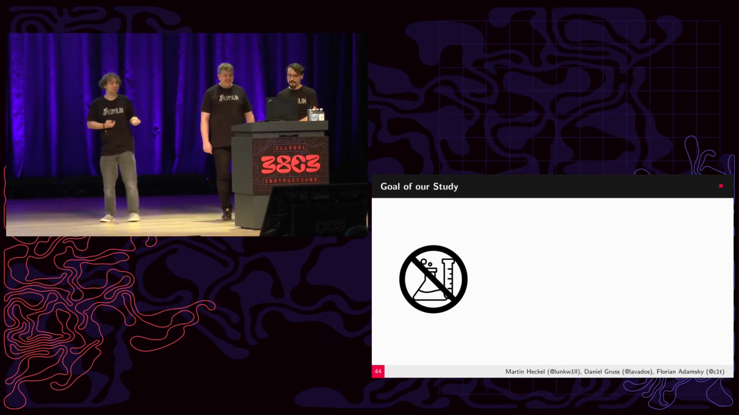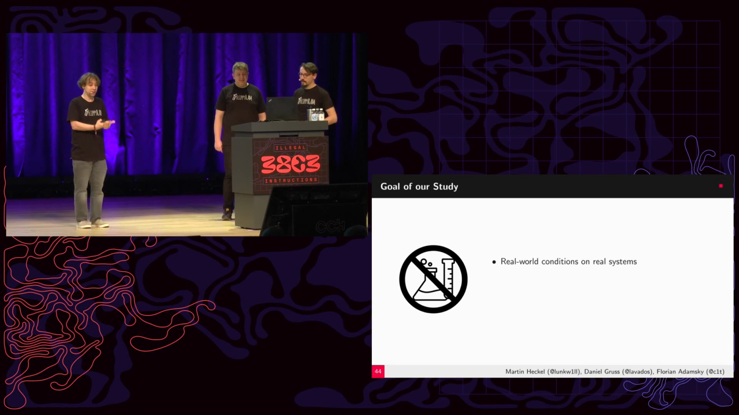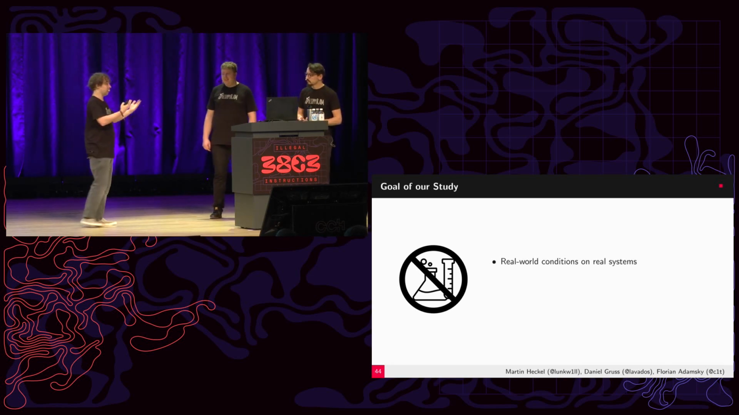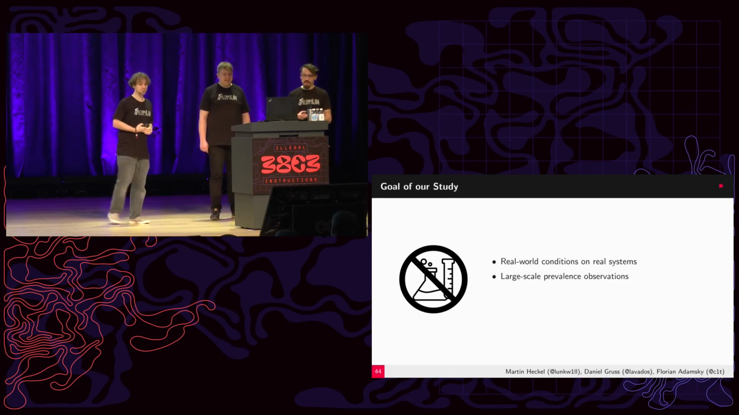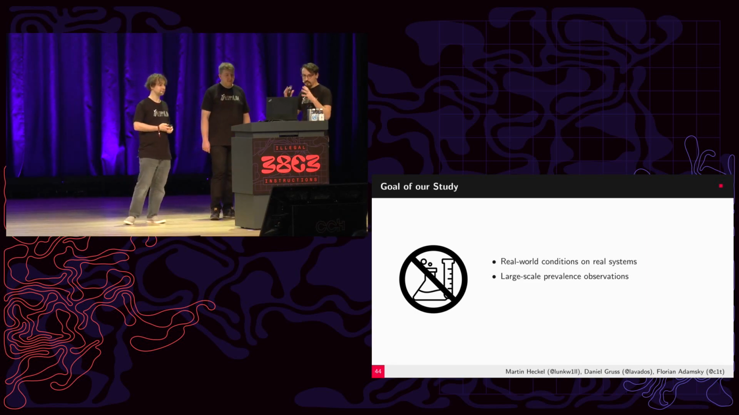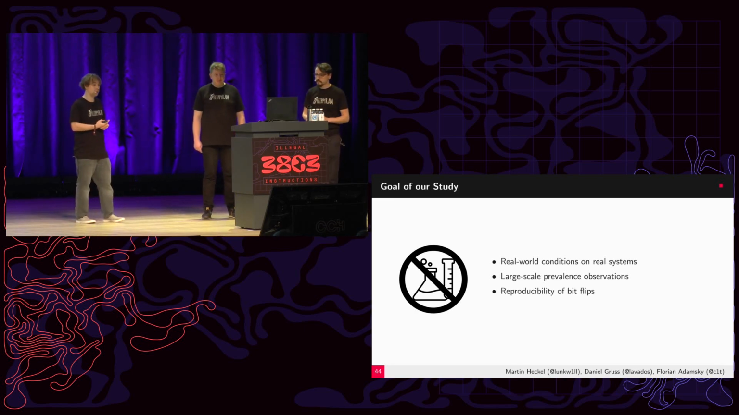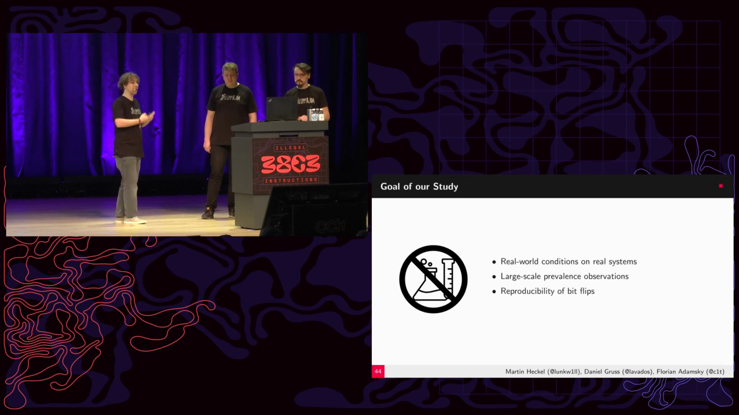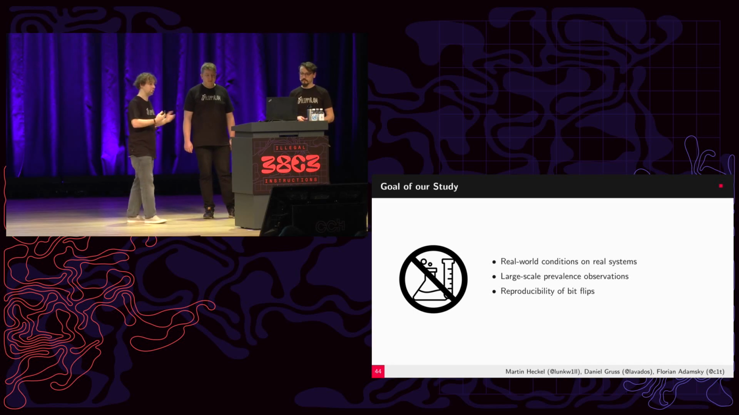So let's talk first about the goals of our study. The goals are that we figure out what are the real-world conditions on real systems. Does Rowhammer really work on real systems? So we need a large-scale prevalence observation, so we need to really figure out which systems are affected. Are there some specific exploits that work better on this system or on that system? Yes, but we can't do that on our own because we've seen academia cannot, even if we would buy 10,000 systems, we couldn't get the diverse environment that we have with real users.